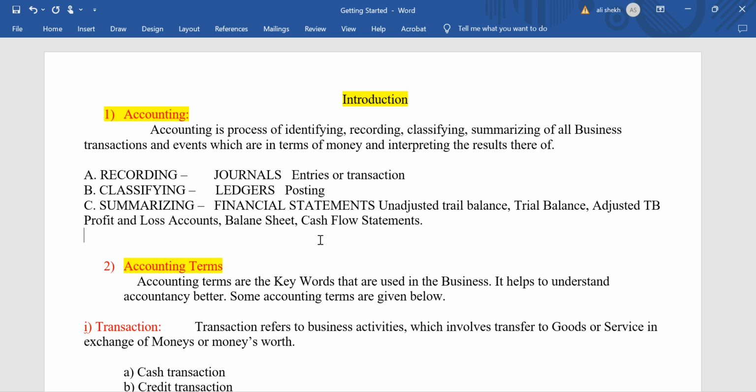Okay, next question is accounting terms. What are accounting terms? Accounting terms refer to the keywords that are used in business and in accounting. It helps to understand accountancy better. Some accounting terms are business transactions.